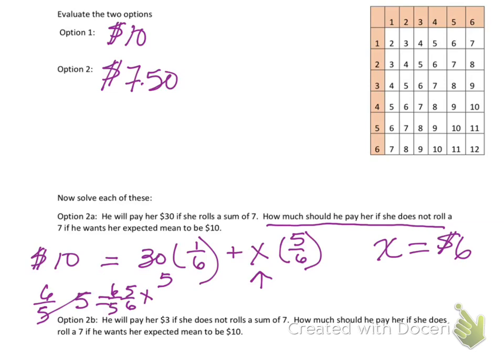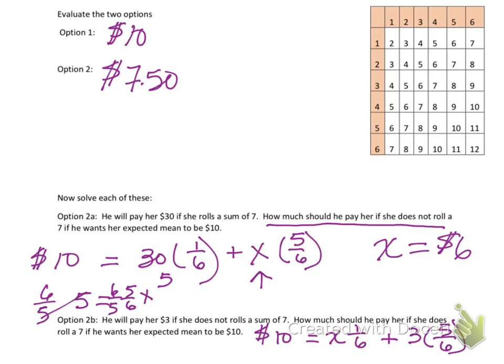Let's look at option 2B. 2B says he's going to pay her $3 if she does not roll a 7. So if she does not roll a 7, that x that we didn't have before is going to be 3, so 3 times 5/6 of the time. How much should he pay her if she does roll a 7? Now our x is where the 30 was, times 1/6, and he still wants her expected mean to be $10.